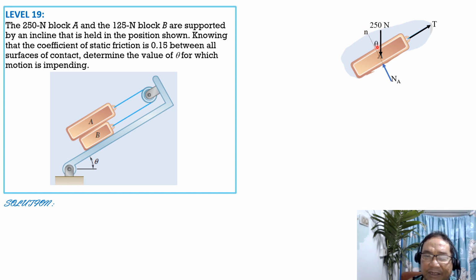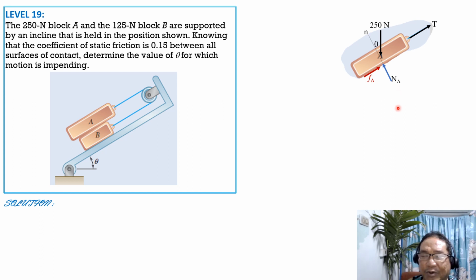So we will call this the normal axis and the tangential axis along T, and the angle here is the angle between the normal and the vertical. By geometry, it is also the angle of inclination. So friction is up to the right, FA, and remember that FA is maximum, mu sub s times NA.